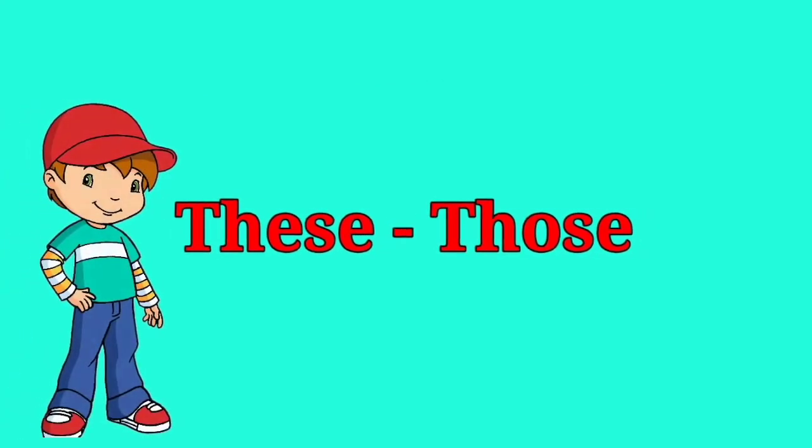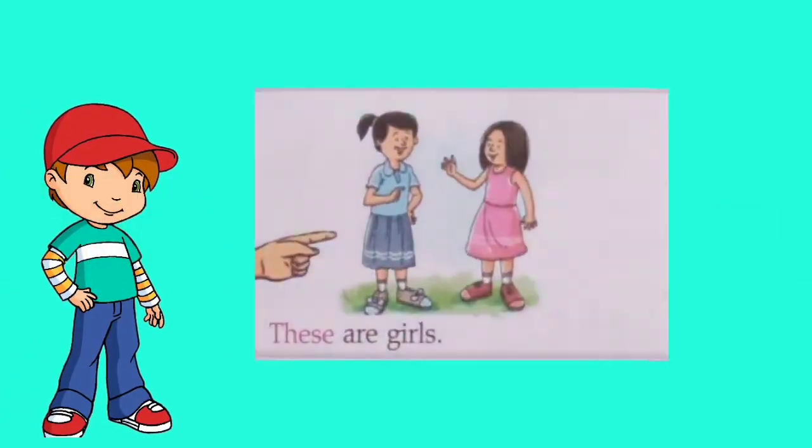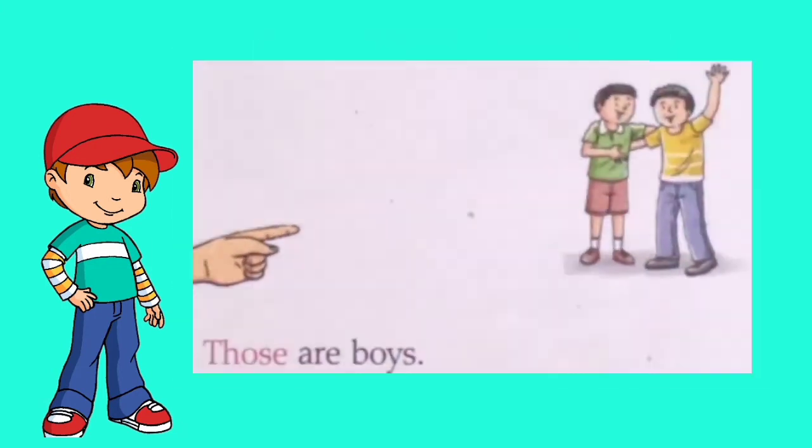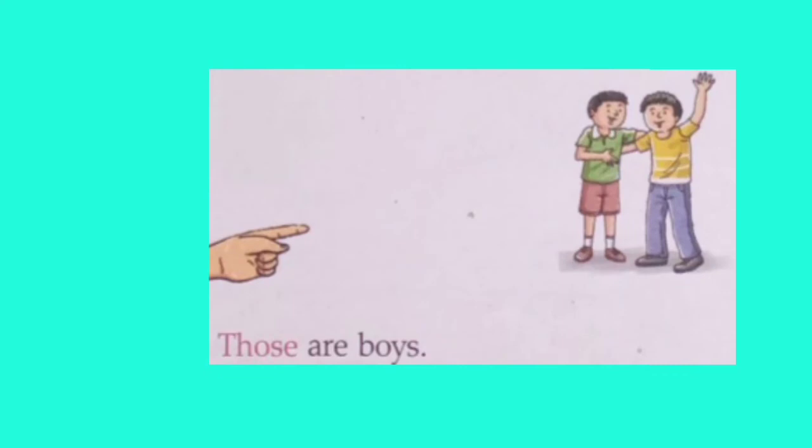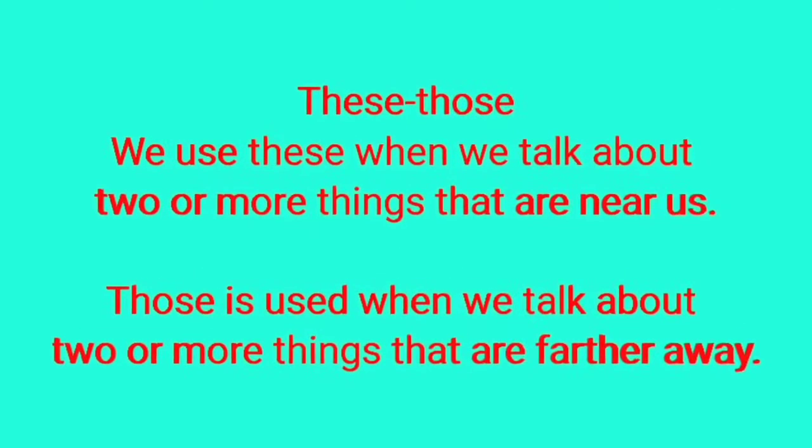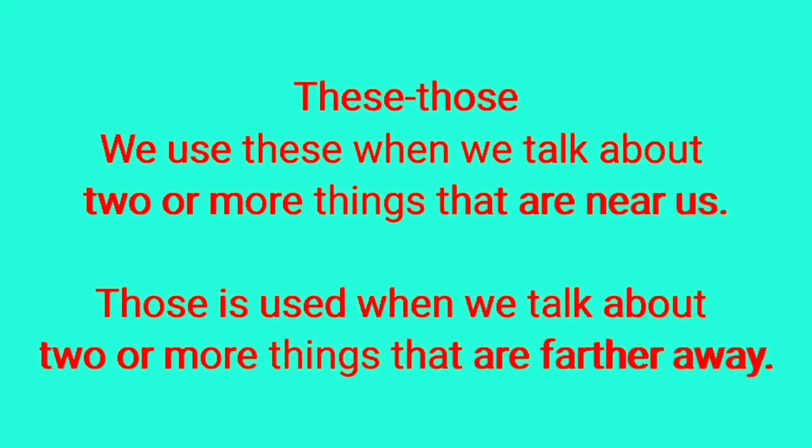Let's see these and those. See sentences. These are girls, those are boys. So here we use these when we talk about two or more things that are near us, and those is used when we talk about two or more things that are farther away.